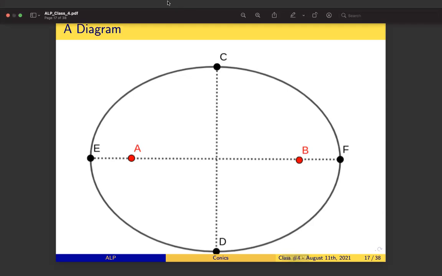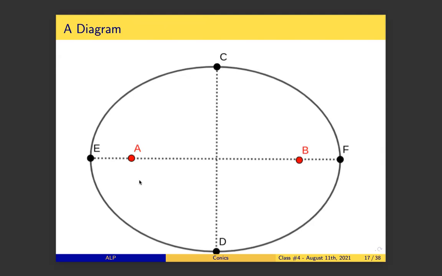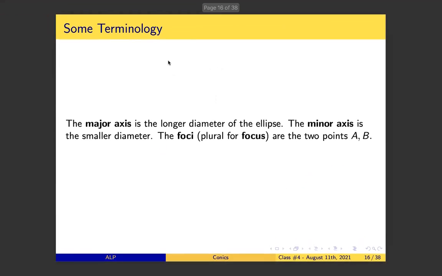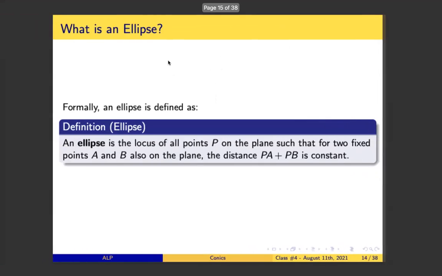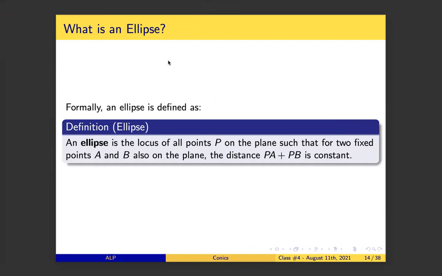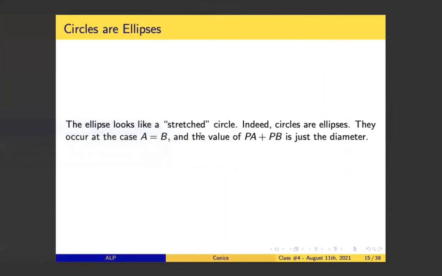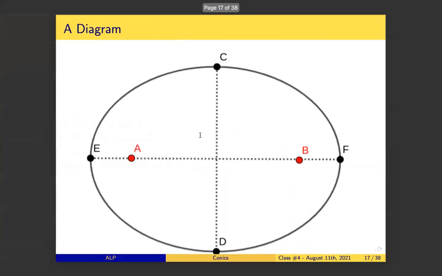You have this ellipse, and these two points A and B are the foci of the ellipse. Going back to the definition, an ellipse is the locus of all points P on the plane such that PA plus PB is constant. That's what gives you this diagram.